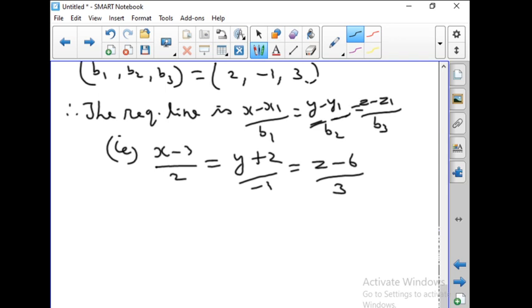Second question in the exercise, you can do it for homework. So second question, a point is given and parallel to the straight line. So from there you have to take only the direction ratios, that is minus 4, 5 and 6. Then coming to the next example.